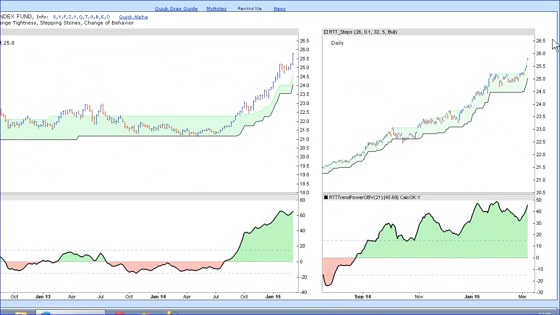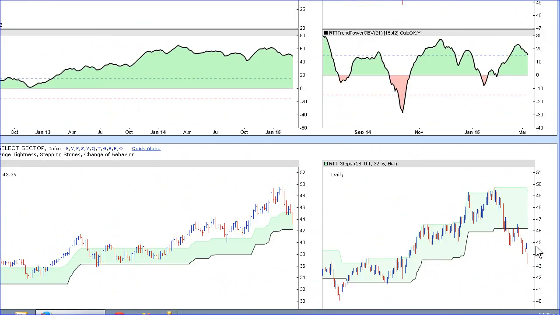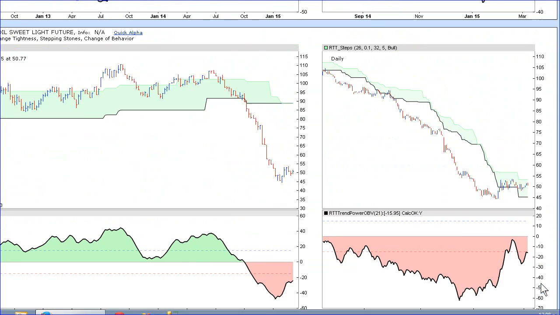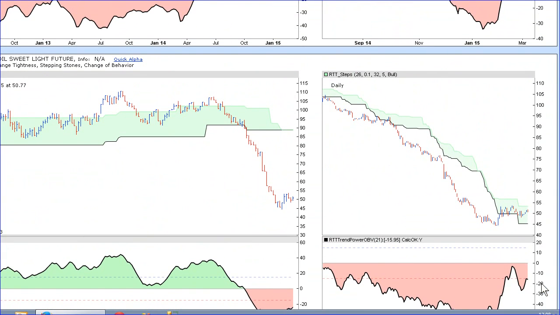So what I'm looking for, these charts are ranked by RTT rank, so the strongest trending chart is at the highest, and the lowest chart, obviously when we scroll down a bit, at the bottom. So I'm going to scroll down to the bottom to show what the lowest chart looks like. For the extreme, obviously it's crude oil and it's trending down fast. And as I have a bullish step on here, it's not a good sign to be bull, but we do see some basing around here.